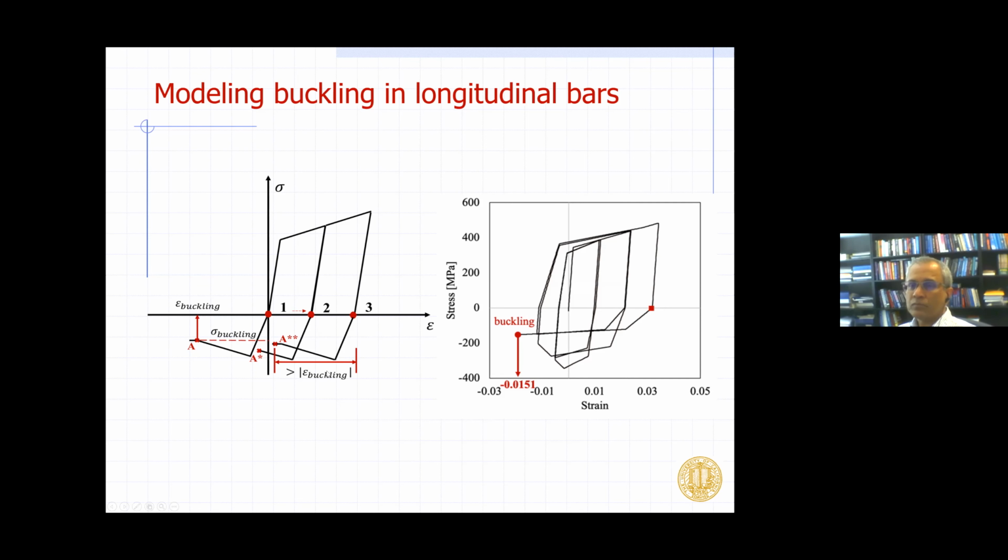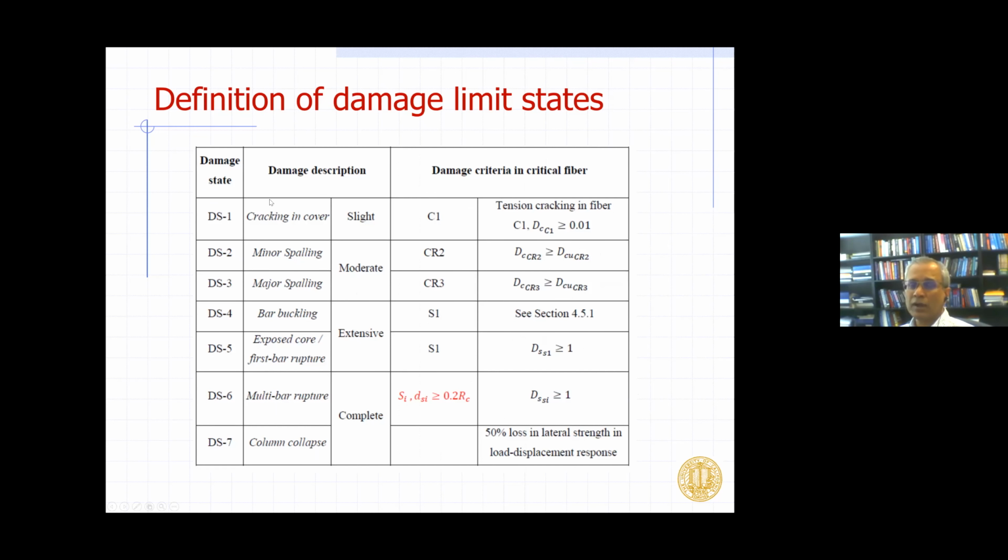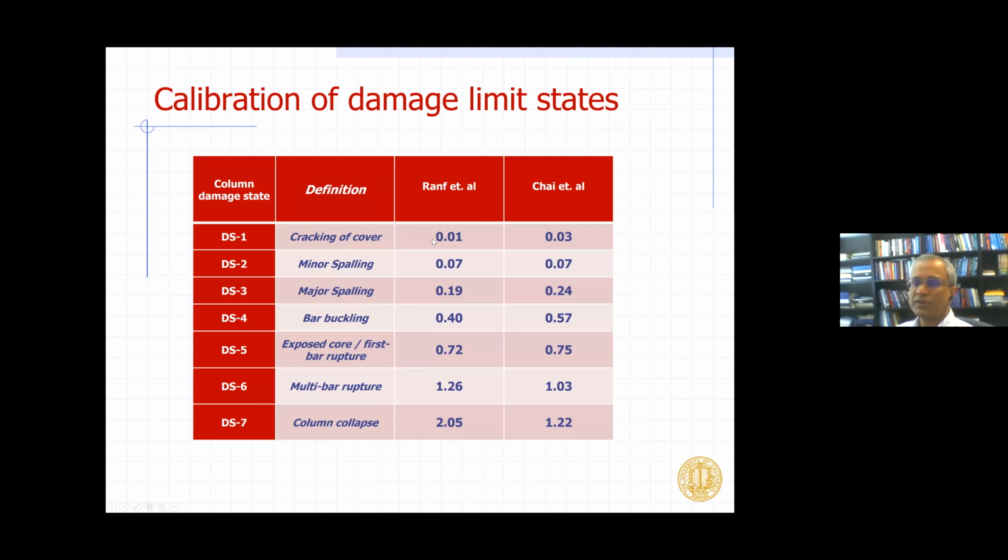So with information like this, we were able to come up with 6 or 7 different damage states, all the way from cracking in the cover to collapse. And so again, you can see here the first few damage states are primarily controlled by the concrete. And then when we get into the extreme limit states, it's mostly in the reinforcing steel, starting with bar buckling, an exposed core, or the rupture of the first bar, depending on which happens first. And so we have all of these criteria that help us distinguish these different damage states.